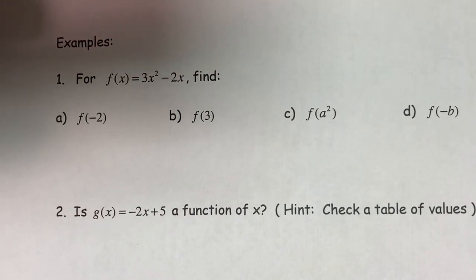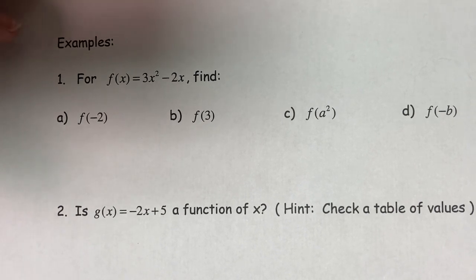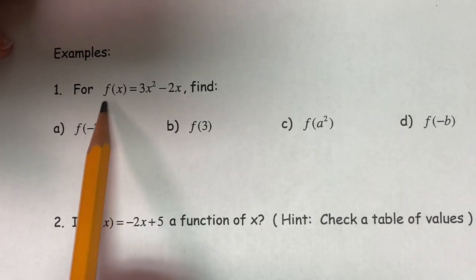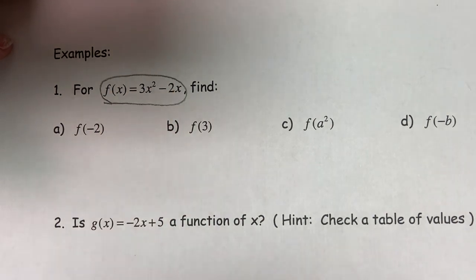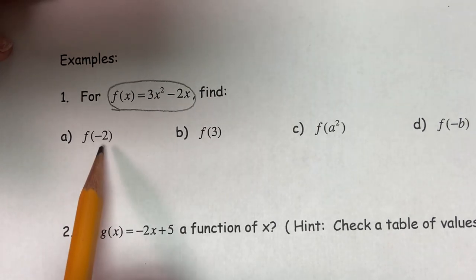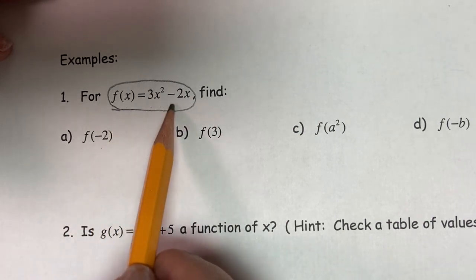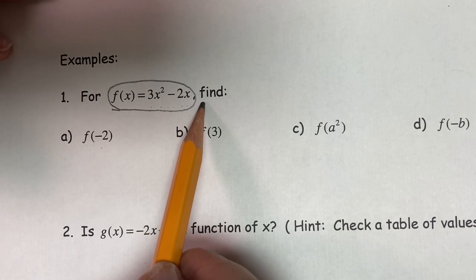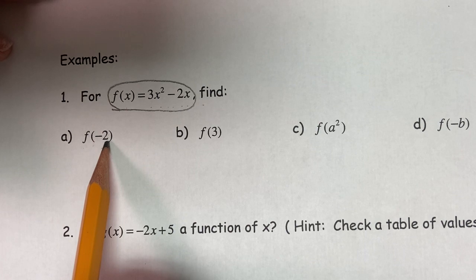Okay, so where does this function notation come in handy? Well, it comes in handy if we have a function like this. Notice it's in function notation. And if we want to write this function at specific values. So look, it says f of x equals 3x squared minus 2x. And I want to know, what is f of negative 2?